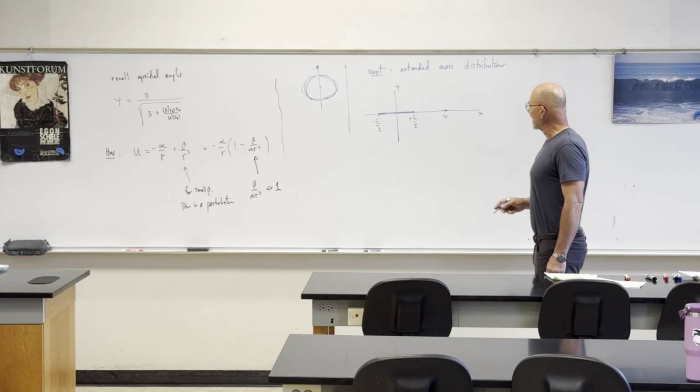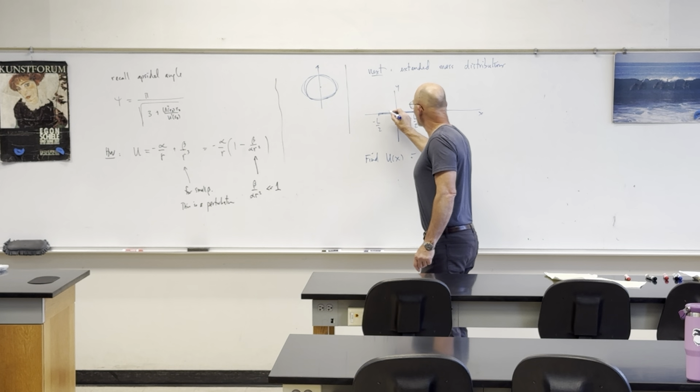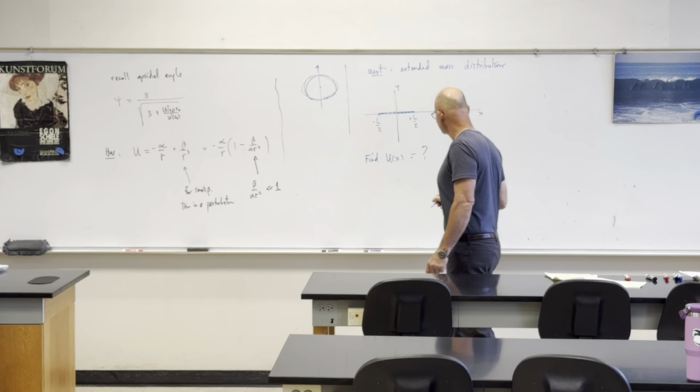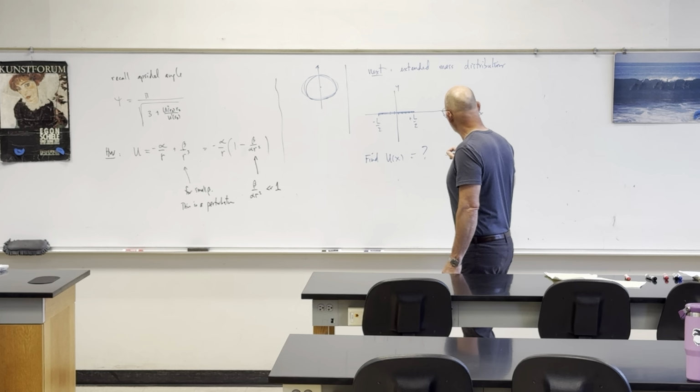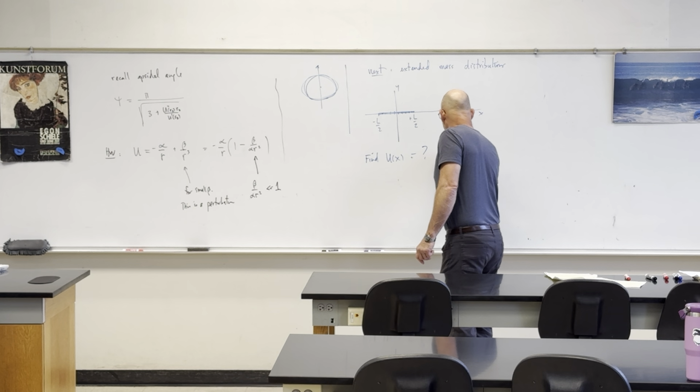So how do we do that? We add up a bunch of point masses along this line. So we're going to do an integration. And what we have is, we can say du is equal to minus alpha.